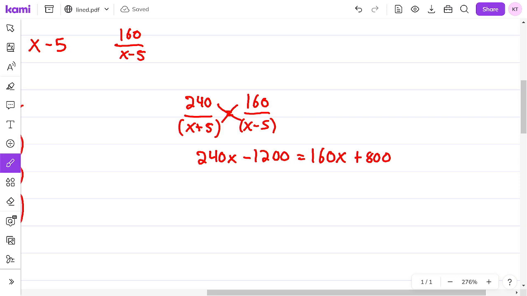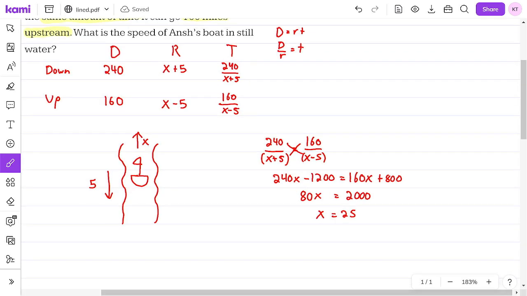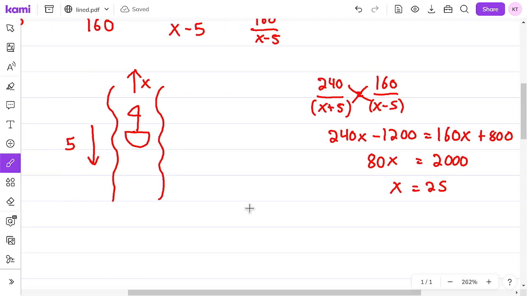And so now I'm just going to go ahead and solve for x. So I will get 80x is going to be equal to 2000. So then x is going to end up equaling 25. And so again, just to check, it's asking for the speed of the boat. x represents the speed of our boat in still water. So our answer will be 25 miles per hour.